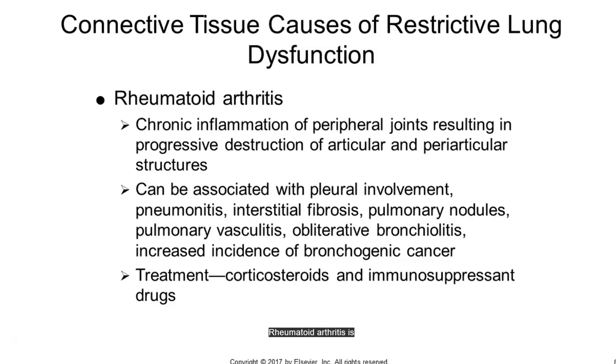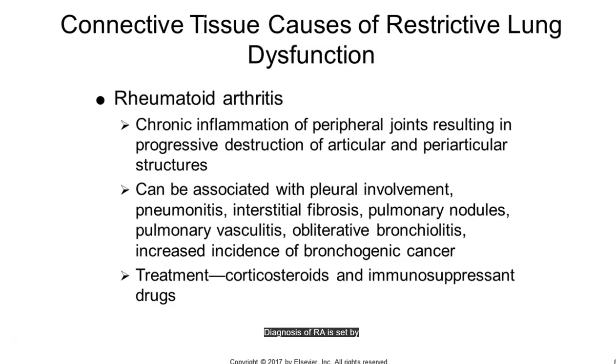Rheumatoid arthritis is a chronic inflammatory process that results in progressive destruction of joints, and when the lungs are involved can cause pneumonitis, interstitial fibrosis, pulmonary nodules, pulmonary vasculitis, obliterative bronchiolitis, and increased incidence of bronchogenic cancer. In addition to lung involvement, chest wall compliance may also be decreased significantly.